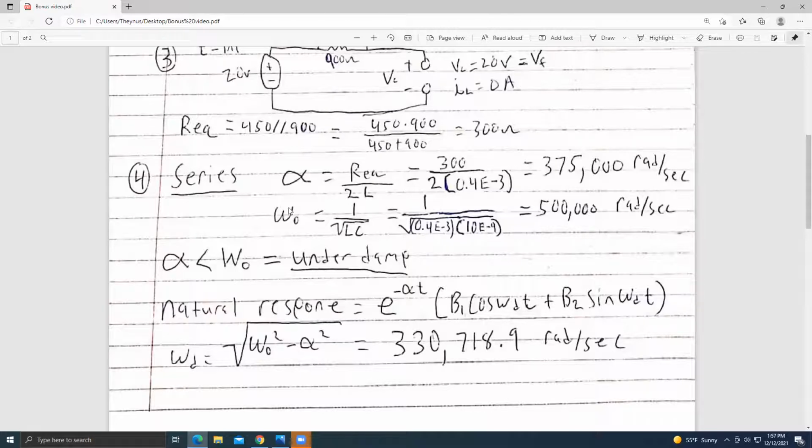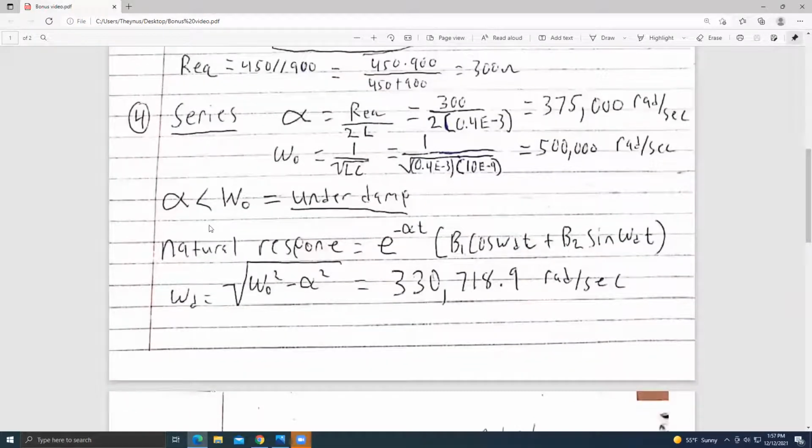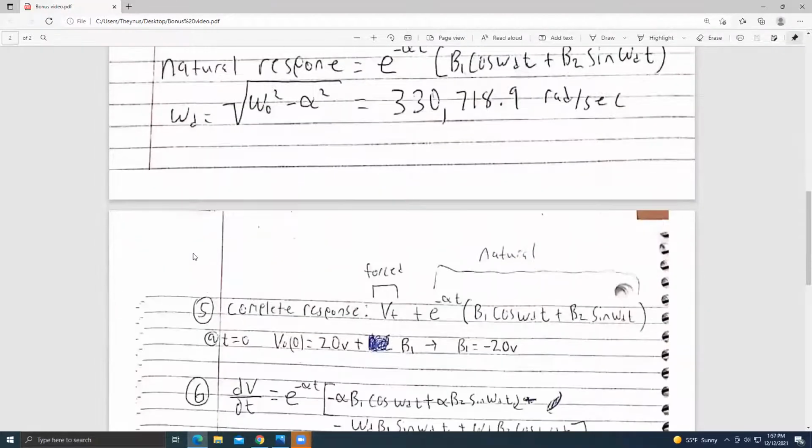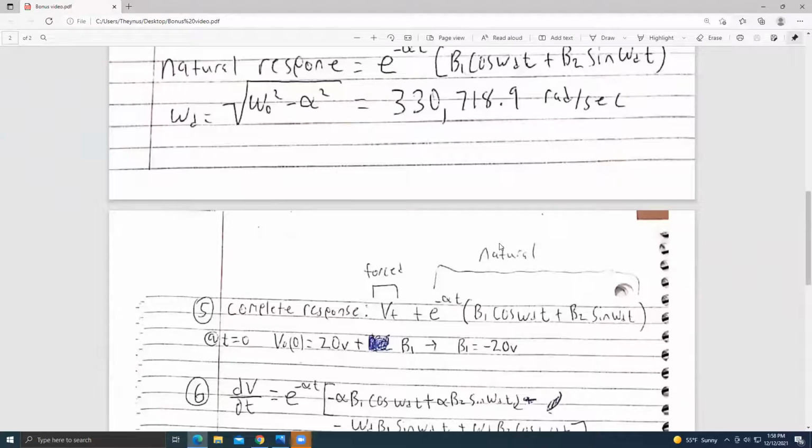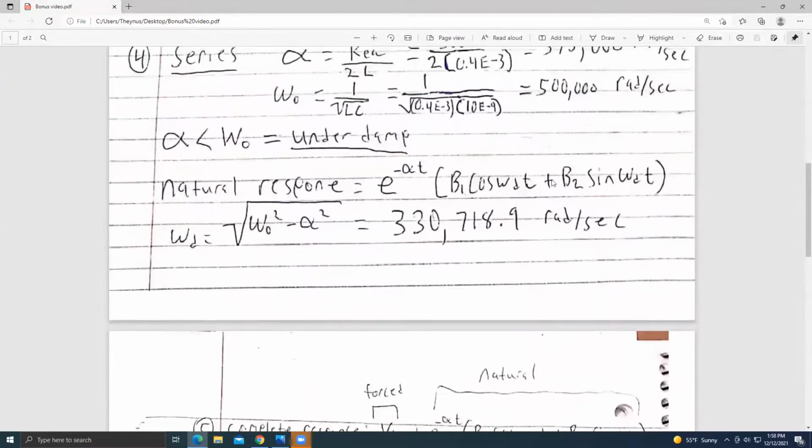All right, well, we have our omega naught and we have our alpha. Plug them in here, we get that omega d comes out to 718.9 rads per second. All right, well, we need to remember that this right here is just the natural response found on table 9.1. This leads us into our step 5. Step 5 is find B1 by evaluating the complete response at t is equal to 0. Where, as I mentioned before, the complete response or the natural response is what was given to us.